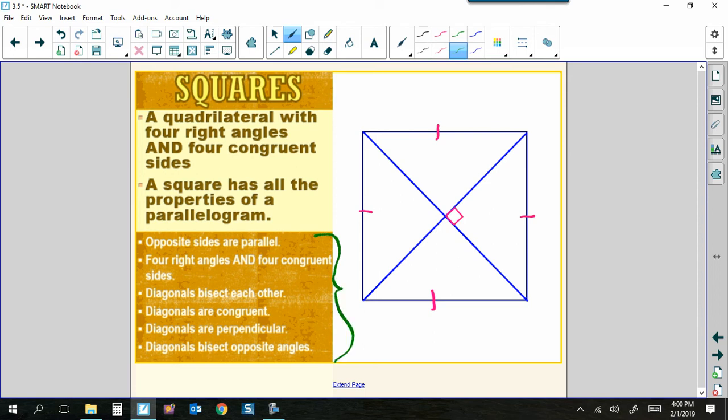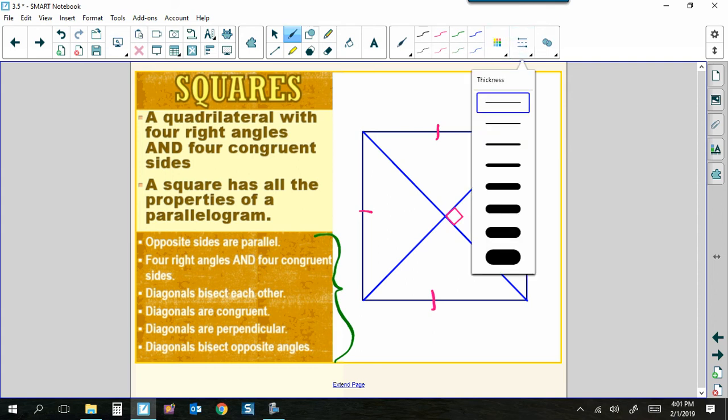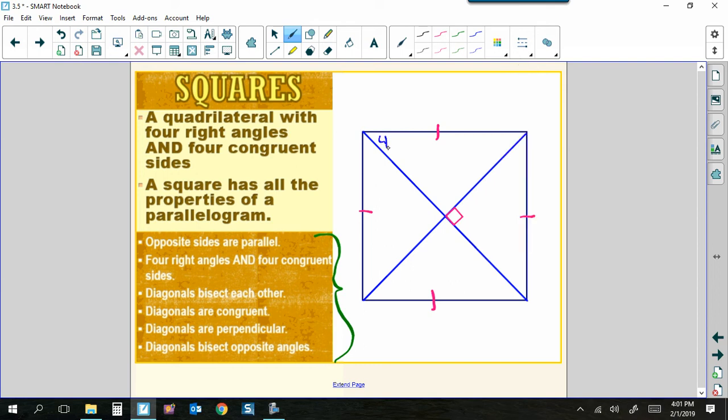Now, because we know that a rhombus has to have 4 congruent sides, a square is always going to be a rhombus, which means we know that these angles are being bisected. Well, I know by definition that originally they were 90 degrees. So these complementary angles are actually going to be 45-degree angles. All 8 of them are going to be 45-degree angles.